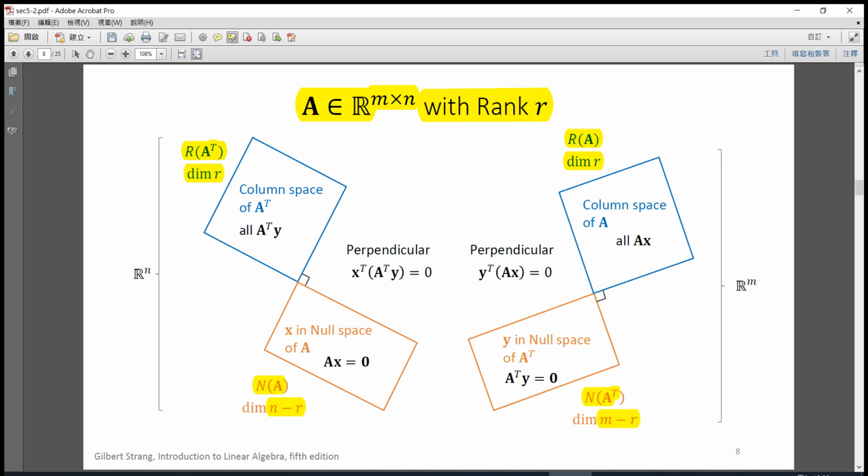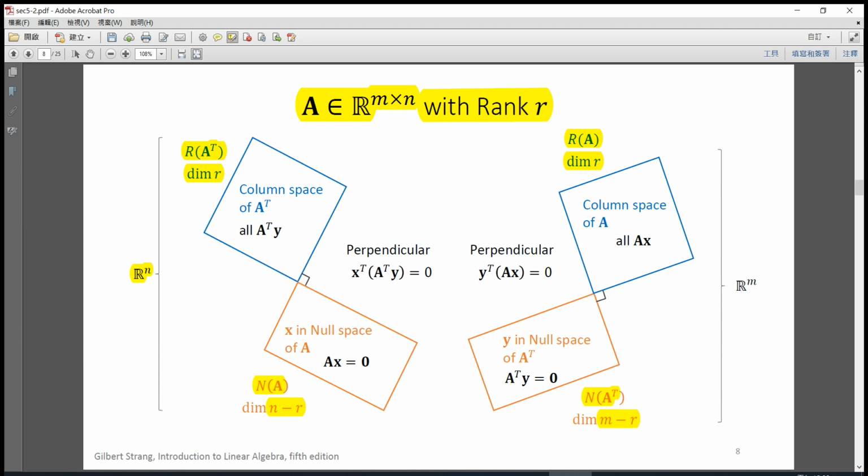We also know that R^n is the direct sum of R(A^T) and the null space of A. Hence, the dimension of R^n equals the dimension of R(A^T) plus the dimension of the null space of A. That is, n equals r plus (n minus r).